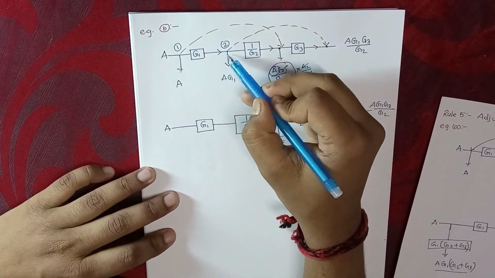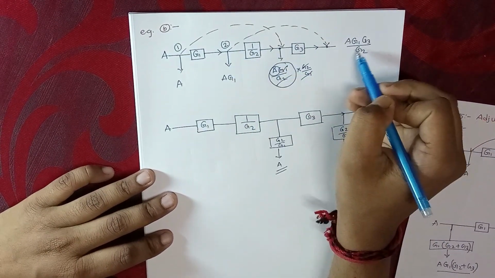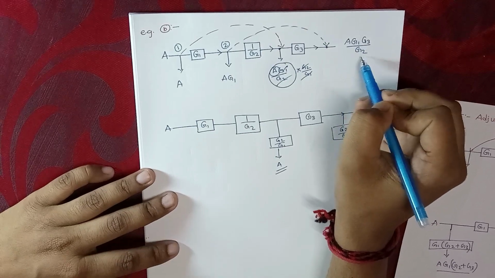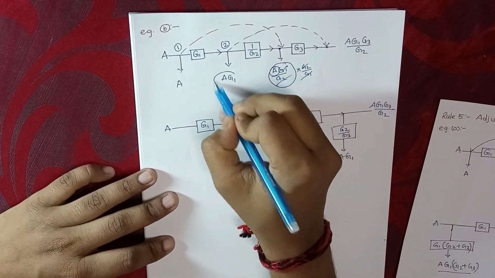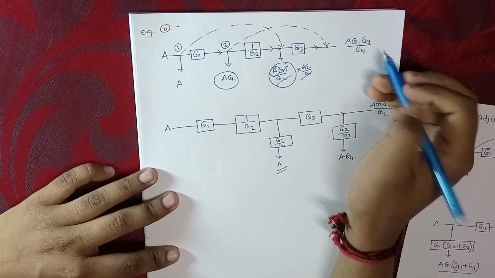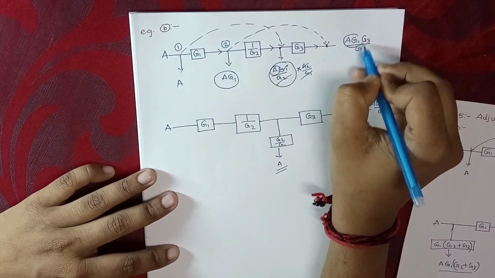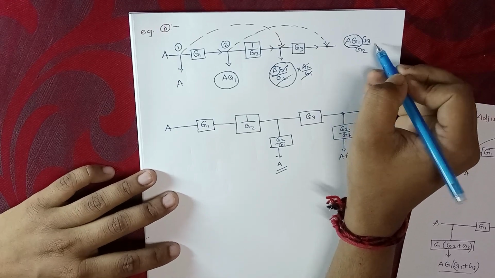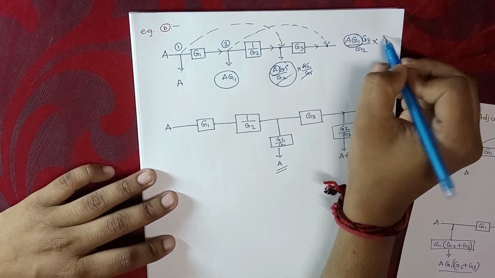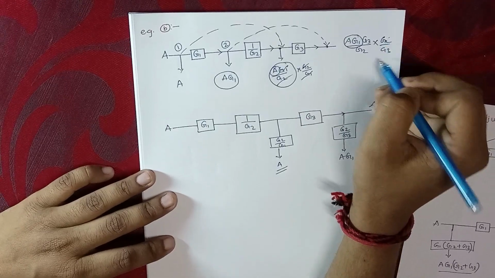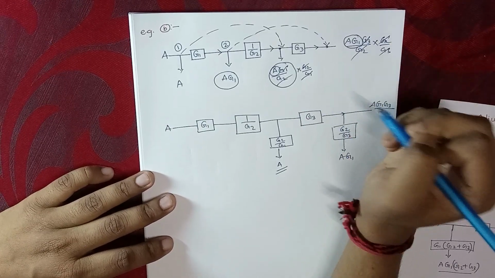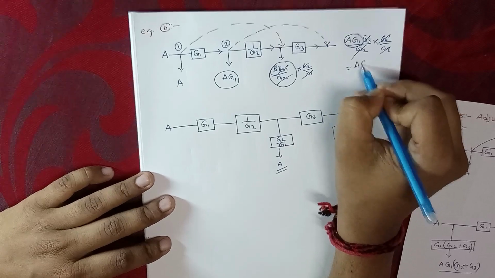Now shifting the take-off point 2 to here. Here the output is A into G1 into G3 by G2. So I want the output as A into G1. If I want the output as A into G1, I need to multiply by G2 by G3. If I multiply it with G2 by G3, G2 G2 will cancel out, G3 G3 will cancel out, and I will get A G1.